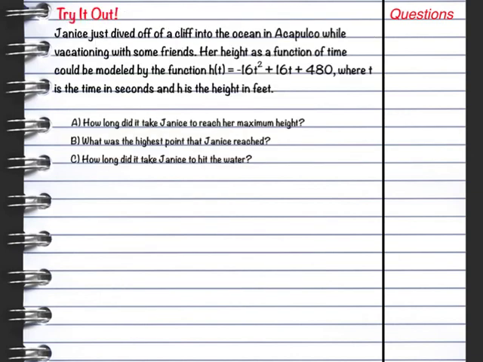So for your try it out, you have Janice just dived off a cliff into the ocean in Acapulco while vacationing with some friends. Her height as a function of time could be modeled by this. H of t equals negative 16 times t squared plus 16 times t plus 480, where t is the time in seconds and h is the height in feet. Answer these 3 questions using this equation, and make sure you look back at your different examples in your notes to help you figure out what exactly you're looking for. Good luck, and we'll have the answers next class.